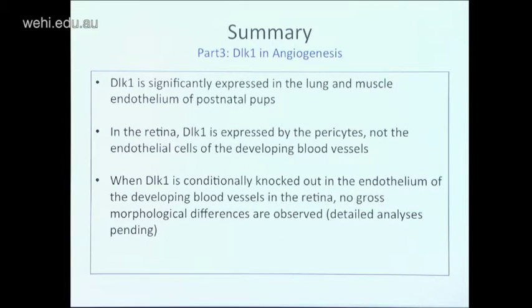So just a quick summary on part 3. Dlk1 is significantly expressed in the lung and muscle endothelium of postnatal pups. In the retina, it's expressed by the pericytes and not the endothelium of the developing blood vessels. And when Dlk1 is conditionally knocked out, no gross morphological differences can be observed.